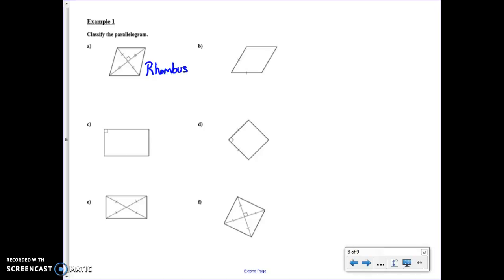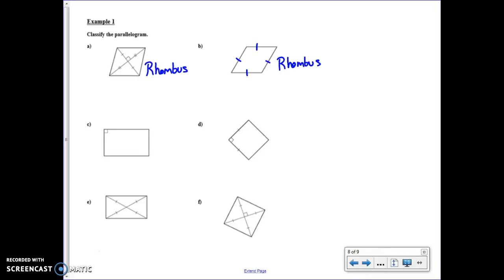Okay, so for B, we know that it's a parallelogram because it tells us to classify the parallelogram. One property I know about parallelograms is that opposite sides are congruent. So if I see a tick mark here, then there's also a tick mark over here. I also see this tick mark here, and there's a tick mark here then. So that tells me all four sides are congruent, which is a special kind of quadrilateral called a rhombus.